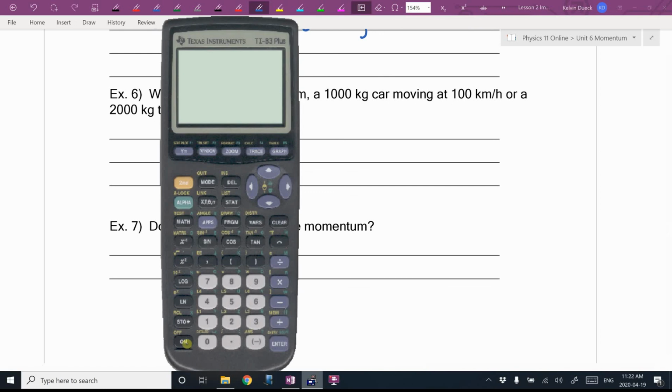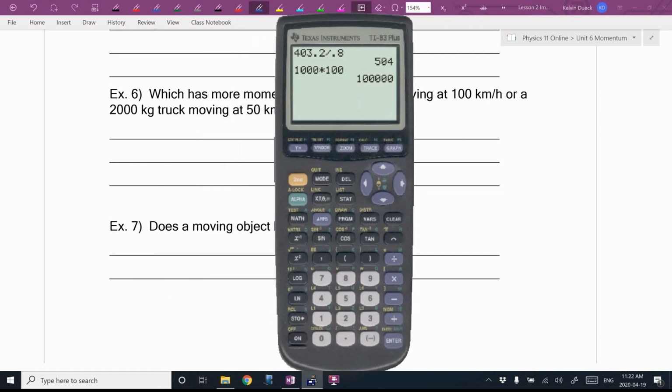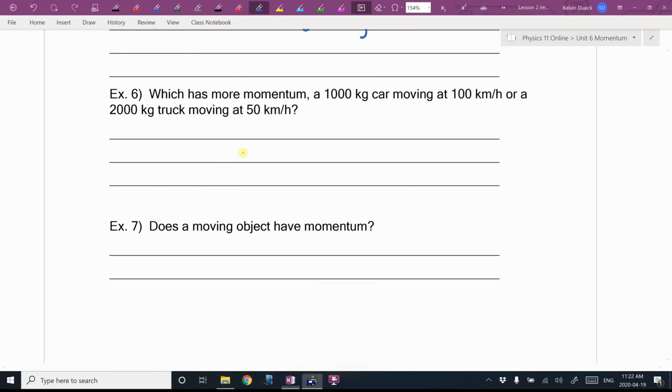Let's double check. If I go 1,000 times 100, and if I go 2,000 times 50, yep, twice as fast, half the speed, that truck will have the same momentum as a car going half the mass, but twice the speed. So here, they are the same. Does a moving object have momentum?